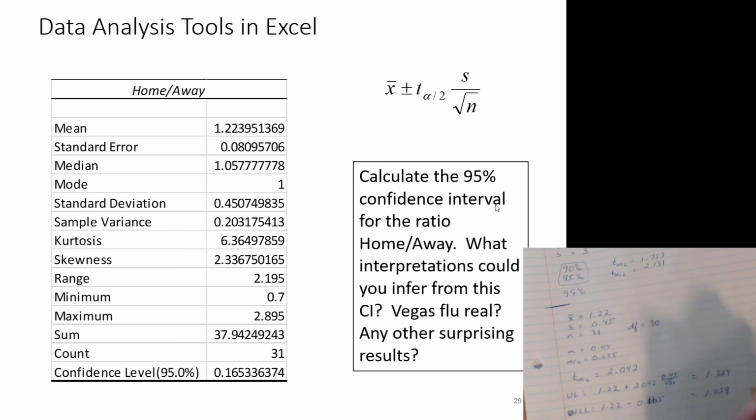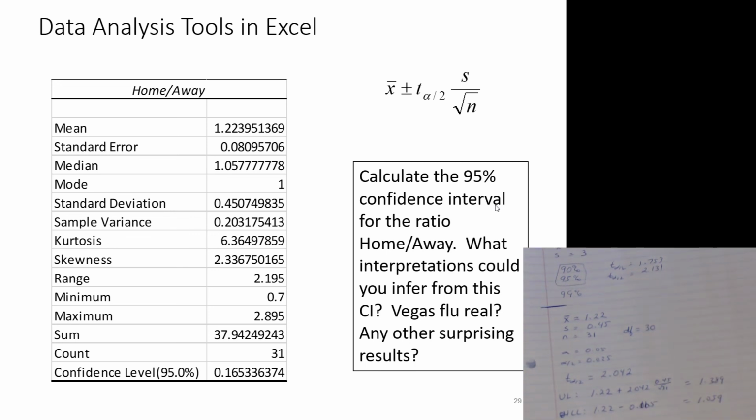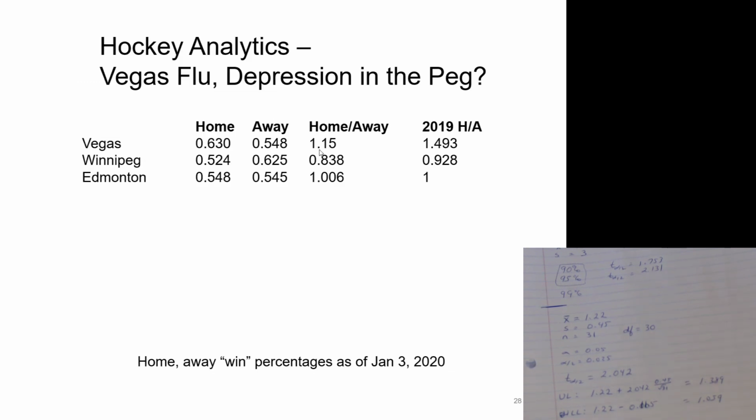So we see that there is definitely a home ice advantage, and that seems pretty apparent with the fact that our 95% confidence interval is completely above 1. 1 would mean you don't care whether you play at home or you play on the road, just like Edmonton. But here it appears that there is a preference for playing at home versus playing on the road. So when we look at the Vegas numbers, kind of interesting, right? 1.15, that falls in that interval. The Vegas flu is gone. It's been vaccinated. Right? 2019, that Vegas flu was raging. Right? Now, not so much.